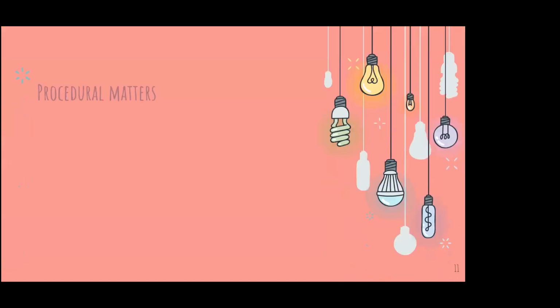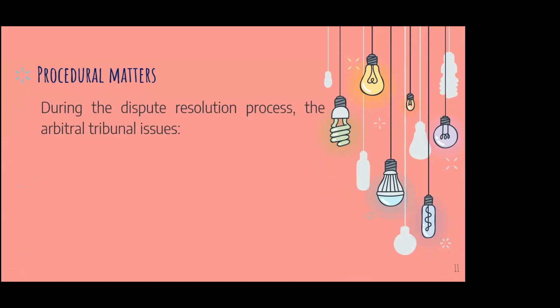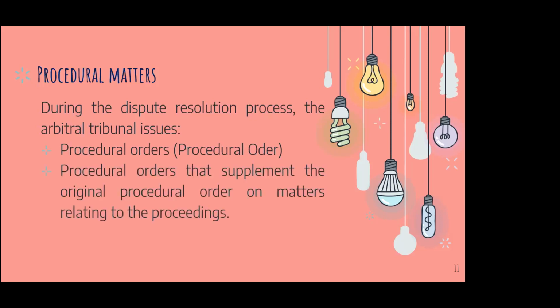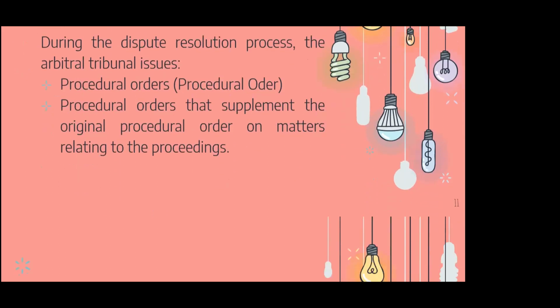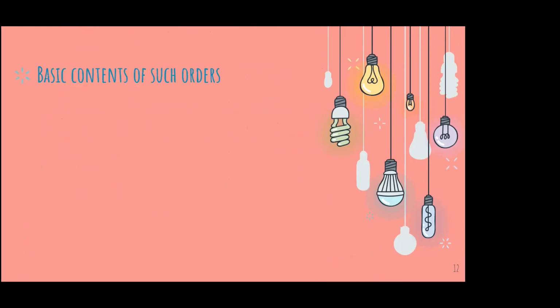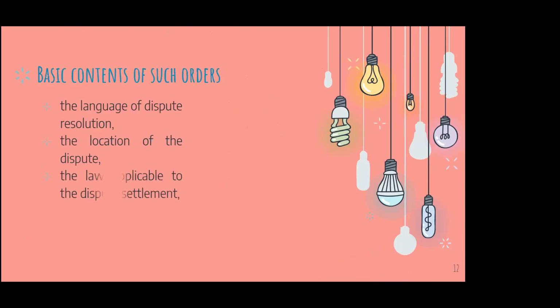Secondly, the arbitral tribunal's authority to decide on procedural matters. During the dispute resolution process, the arbitral tribunal issues procedural orders that supplement the original procedural order on matters relating to the proceedings. The content of the procedural order includes the language of dispute resolution, the location of the dispute, the law applicable to the dispute settlement, the type of proceeding, and the provision of evidence and expert evidence.